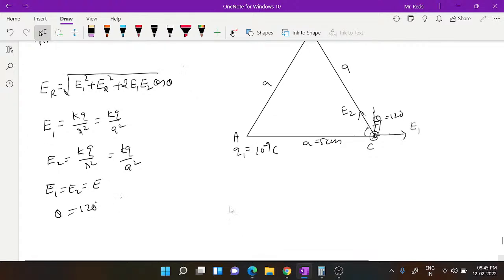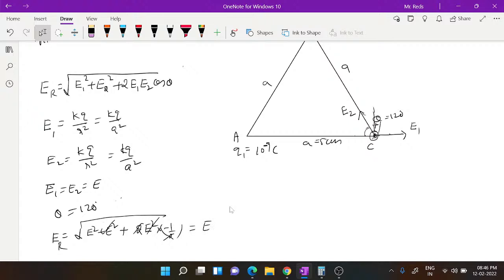As theta is 120, we can find the resultant electric field. E is equal to the square root of E1 square plus E2 square plus 2 E1 E2 cos 120. E1 equals E, E2 equals E, so it is E square plus E square plus 2 E square into cos 120. Cos 120 is cos of 90 plus 30, which is minus sin 30, so it is minus 1 by 2. The 2 cancels, so it will be E square plus E square minus E square, which gives E square. So the resultant is equal to E only. Is it clear? Therefore, E is equal to, what is that?